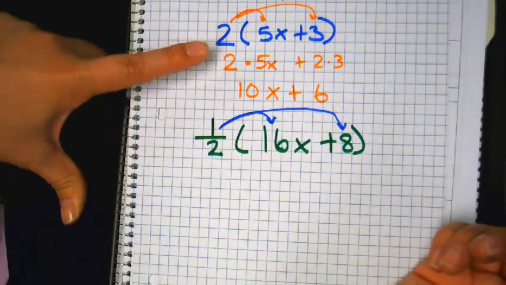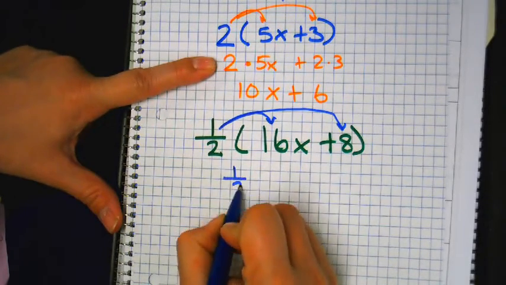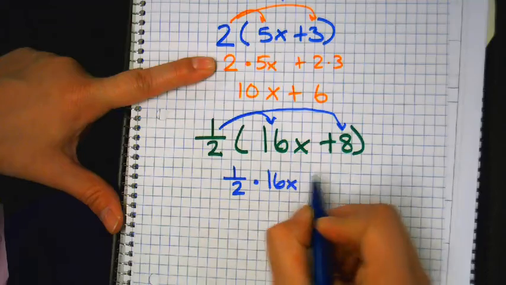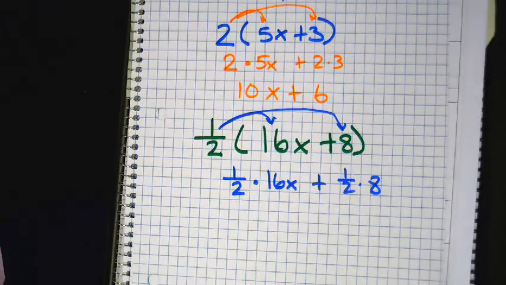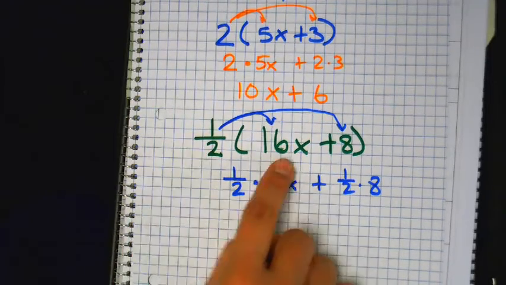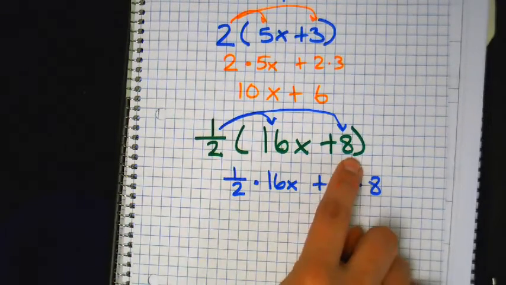So it's still similar to this. So 1/2 times 16x plus 1/2 times 8. So did anything change? No, we're writing this down, Richard. You still give this to this and this to this.